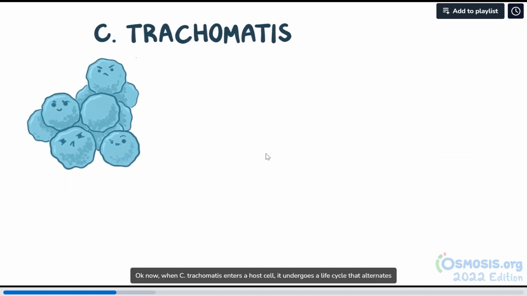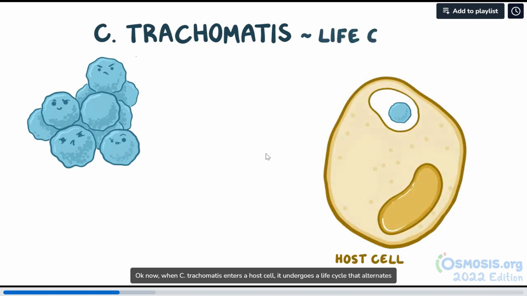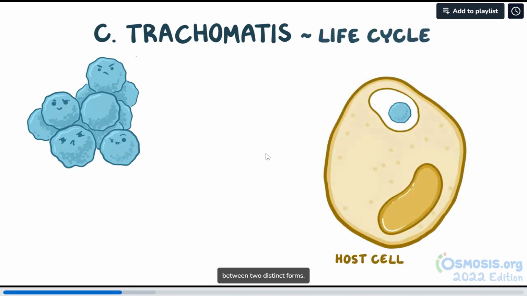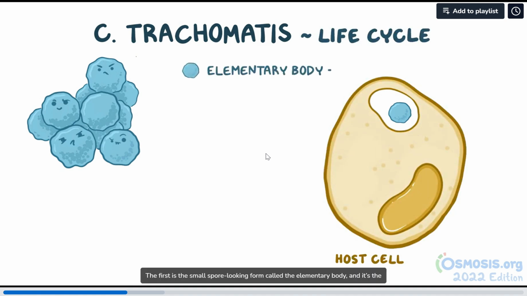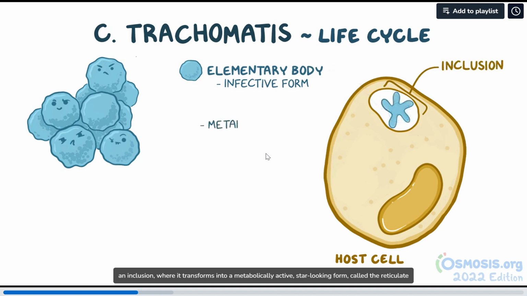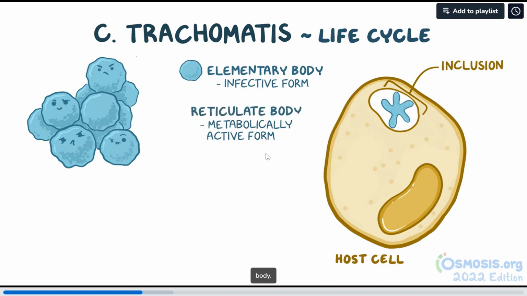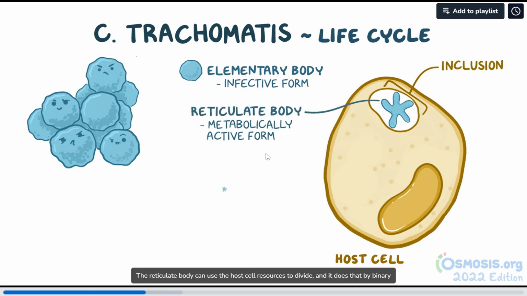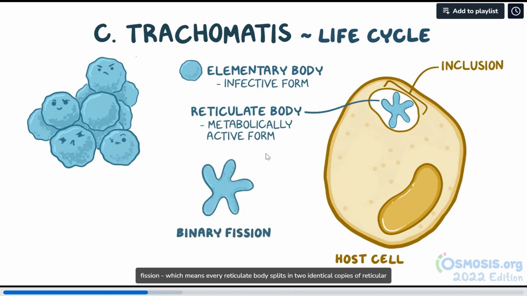Okay, now when C. trachomatis enters a host cell, it undergoes a life cycle that alternates between two distinct forms. The first is the small spore-looking form called the elementary body, and it's the infective form of this bacteria. After the elementary body enters the host cell, it gets enclosed in a vacuole called an inclusion, where it transforms into a metabolically active, star-looking form called the reticulate body. The reticulate body can use the host cell resources to divide, and it does that by binary fission, which means that every reticulate body splits into two identical copies of reticulate bodies.